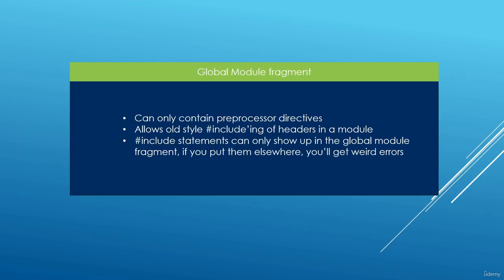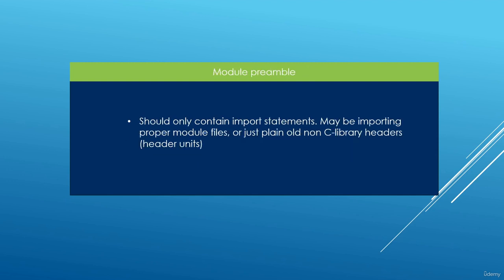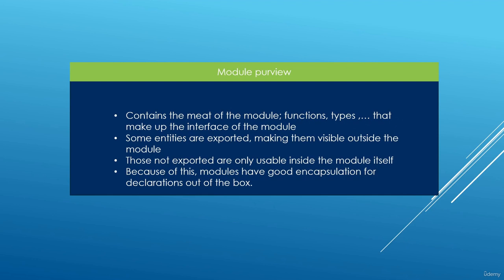Okay, here are a few facts about the global module fragment. It can only contain preprocessor directives. It allows to include stuff the old way. And it is recommended to put your include statements in the global module fragment. If you put them elsewhere, you will face a few errors. That's the idea here. The preamble is going to be containing your import statements. And the purview is going to contain the meat of the module: functions, types, classes, concepts, and really any other entities that you want to make up your module.